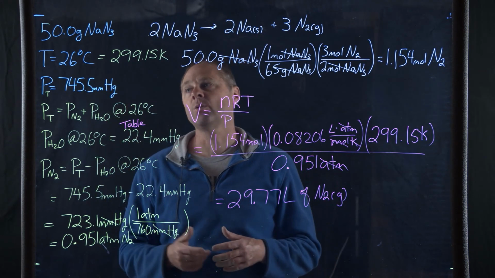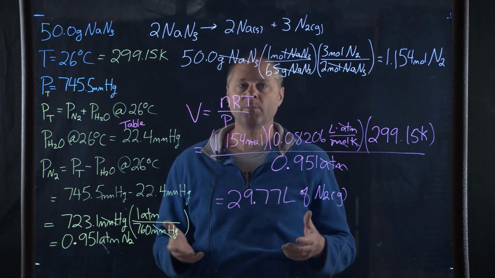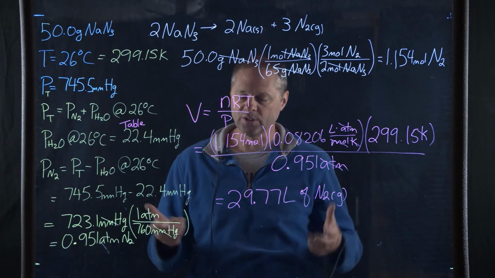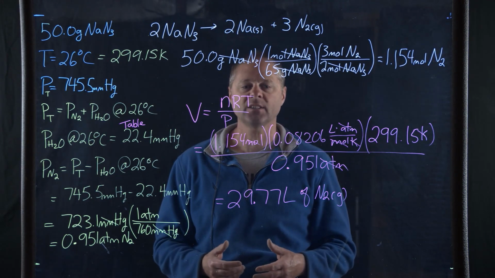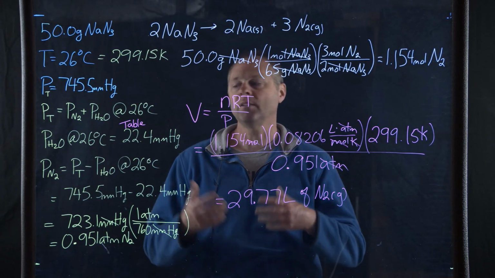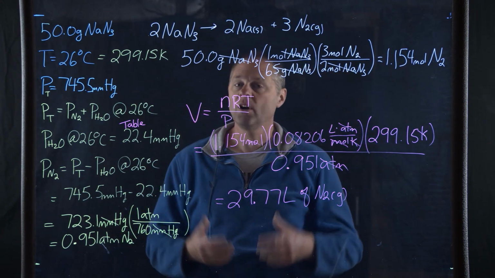And if we have 50 grams of sodium azide and we allow it to react or decompose, it's going to generate 29.77 liters of nitrogen gas. If you have any questions on partial pressures or stoichiometry or the ideal gas law, please let me know.